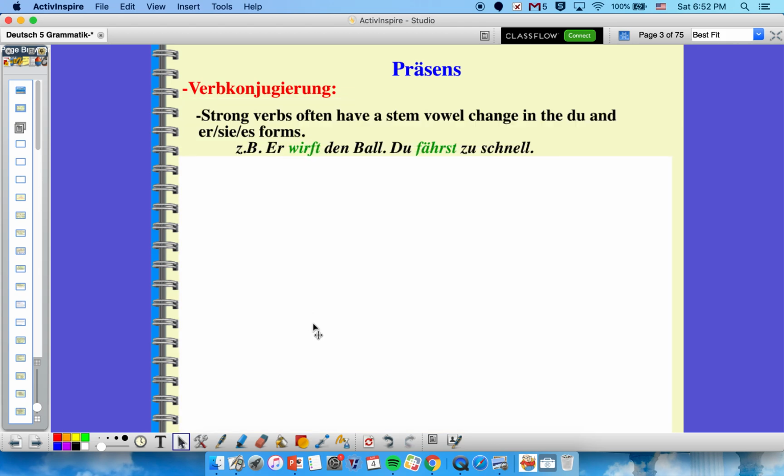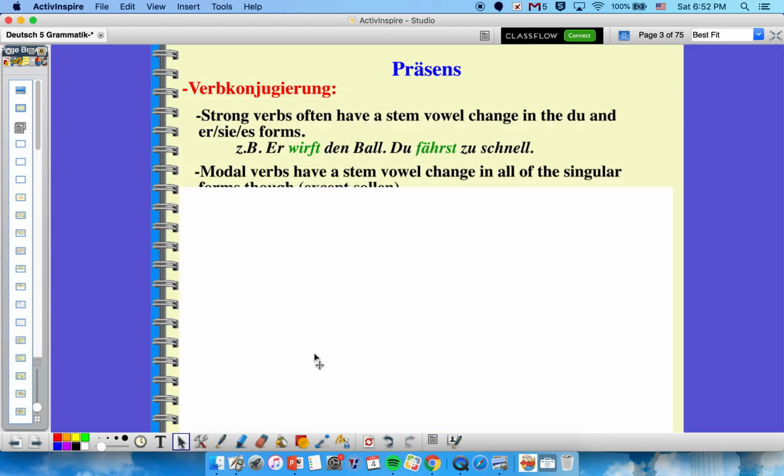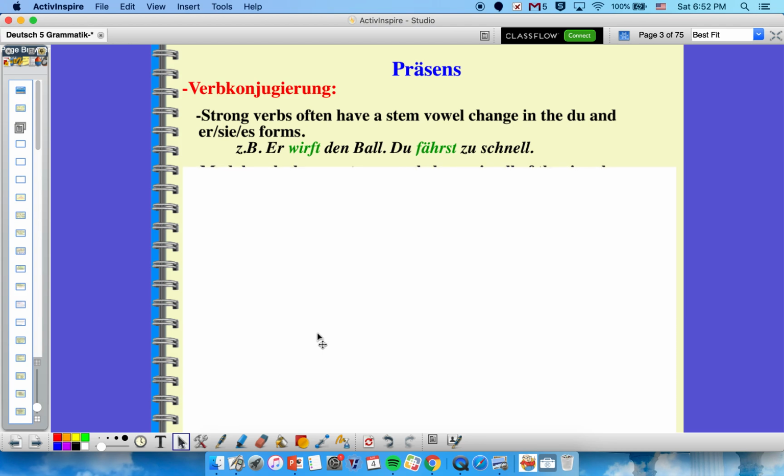Okay, weiter. So starke Verben haben oft einen Vokalwechsel, a stem vowel change. So zum Beispiel werfen wird: er wirft den Ball, so it goes from an e to an i. Or fahren, we know, gets an umlaut. Du fährst zu schnell.